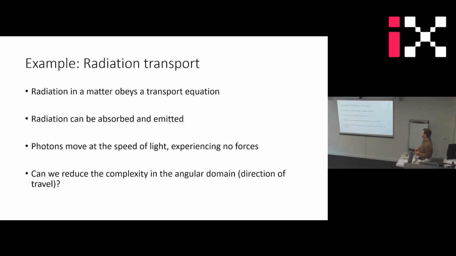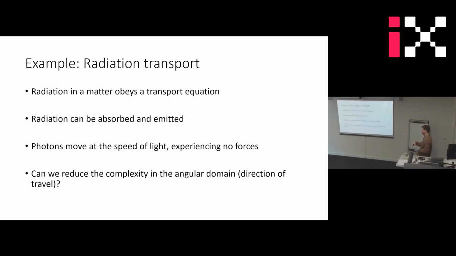So we want to make sure when it comes to defining our equations that we don't mess up any of these. But what we're going to do is, we don't want to solve the path of all the photons moving in any direction. We want to reduce that complexity by integrating out the angular domain. So rather than looking at the number of photons at this point moving in that direction at this time, we just say, what are the number of photons at this point?